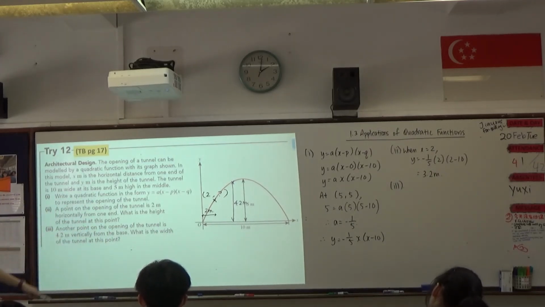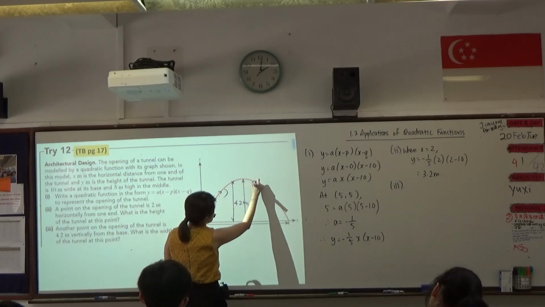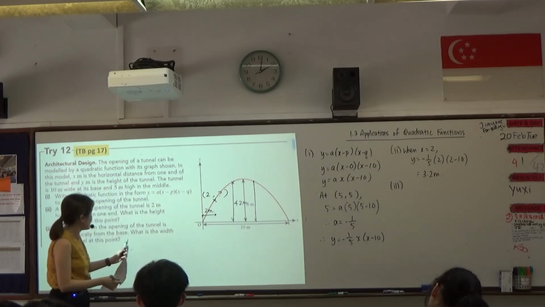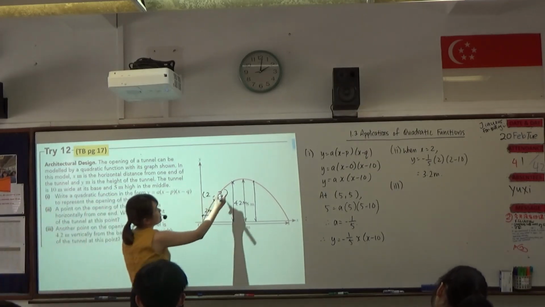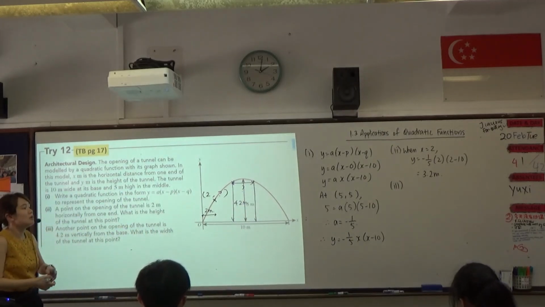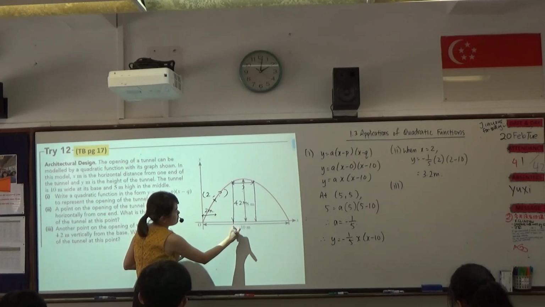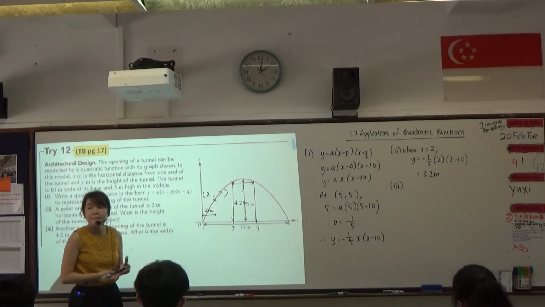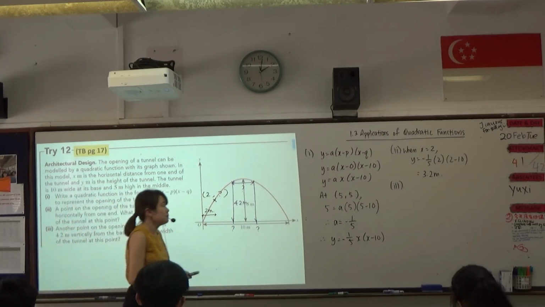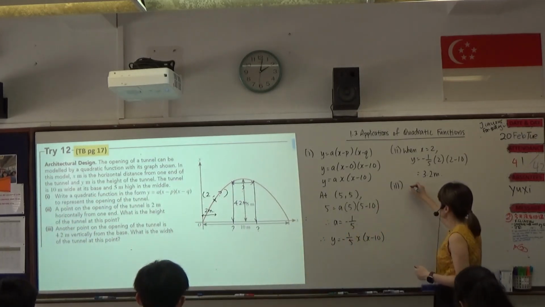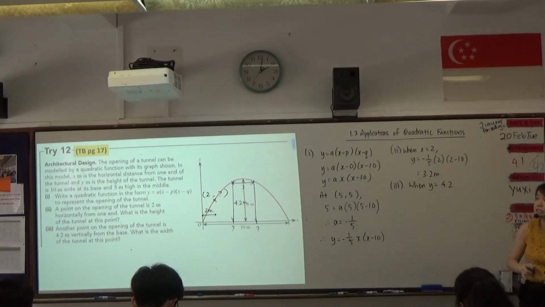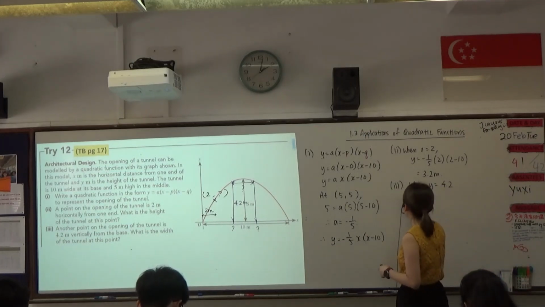Vertically, 4.2 meters from the base. We know that there are 2 points that will give us 4.2 meters. The question is asking for the width of the tunnel. In other words, they are looking for this. First we must know the x-coordinate over here and the x-coordinate over here, and then we will take the difference, the bigger one minus the smaller one. So when y equals 4.2 meters, we solve to find the corresponding x value.